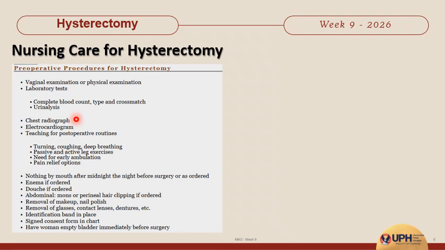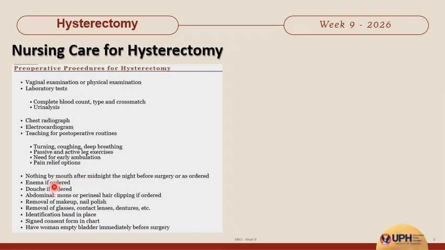Then we teach the postoperative routines that probably will be happening after the surgery itself. So, for example, we teach them how to turn, how to cough, how to do deep breathing, how to do passive and active leg exercises, as well as, if we know that the patient needs early ambulation, we ask them to mobilize very early so that we prevent all the bad things that might occur. And also, we explore together with them what pain relief is available for their pain condition after the surgery.